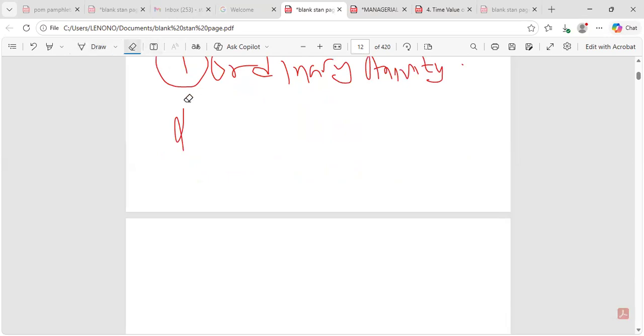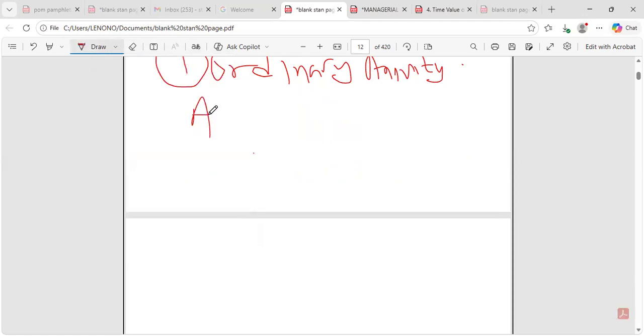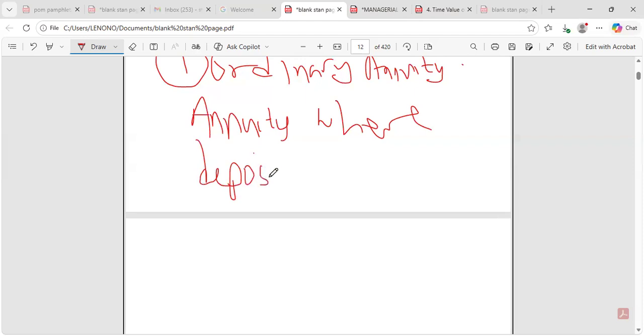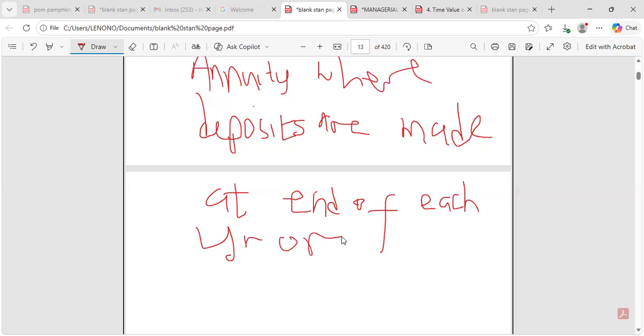Simply say, an annuity where deposits are made at the end of each year or period.